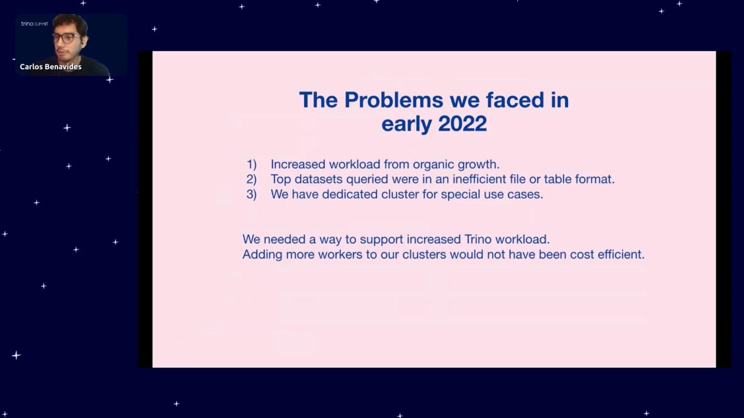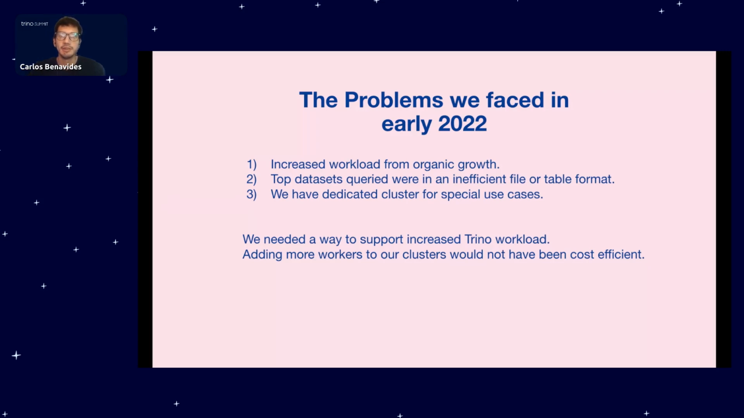The problem that we had at the start of 2022 was that we faced the following issues. The number of queries has been roughly doubling each year, so our workload has been increasing from organic growth. The top data sets that were queried were not in efficient file or table formats. These data sets were typically in a non-columnar format, such as sequence file, text, or CSV.